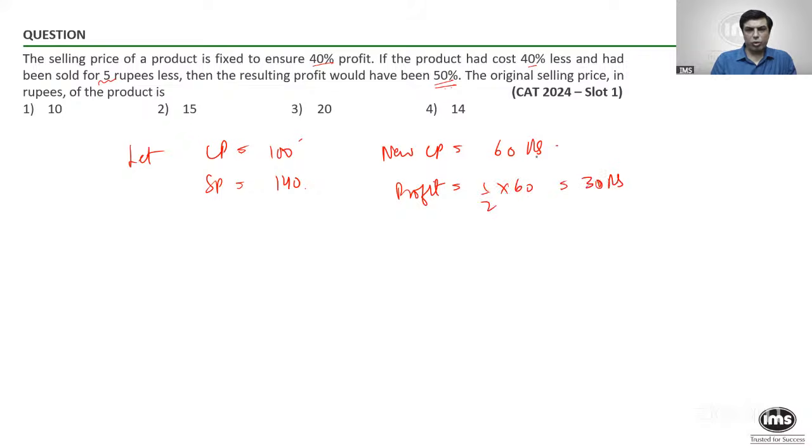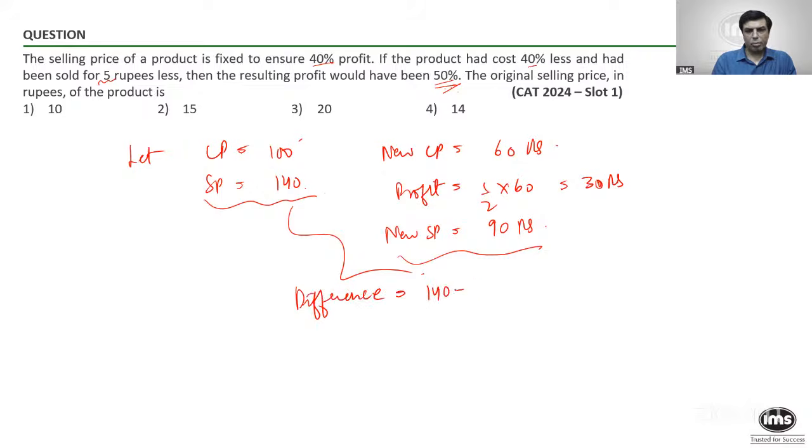So according to this percentage, what is the new selling price? 60 plus 30, 90 rupees. This was the original selling price. This is the new selling price. How much is the difference? 140 minus 90, 50 rupees.